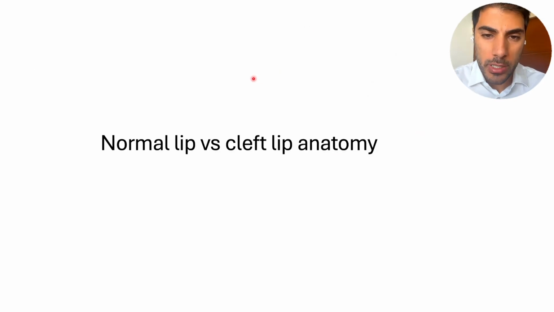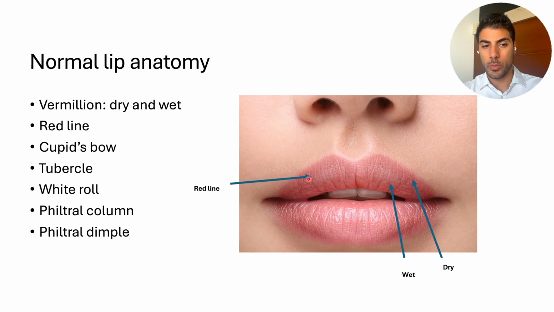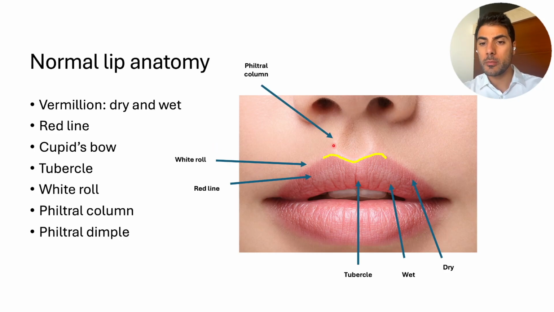So now we'll discuss the normal lip versus the cleft lip anatomy. In the normal lip anatomy, first of all, we have the dry versus the wet vermilion. This is the vermilion, we have the dry side and the wet side. There's the red line that joins the dry and wet. Cupid's bow, as you can see here. The tubercle, which is the middle portion. We have the white roll, which is a keratinized area above the vermilion. The philtrum column, this is the column right here, and the dimple, which is the depression between both columns.